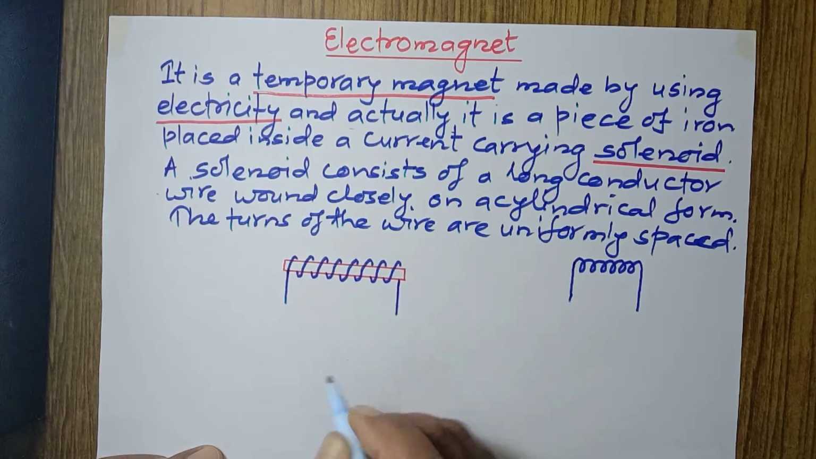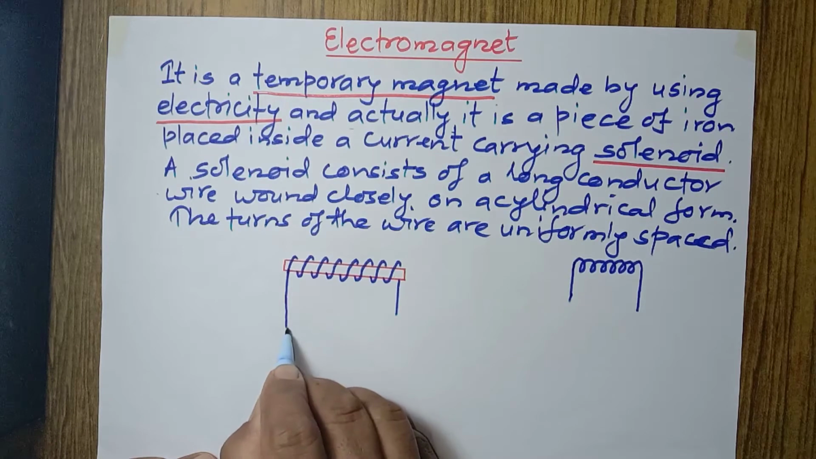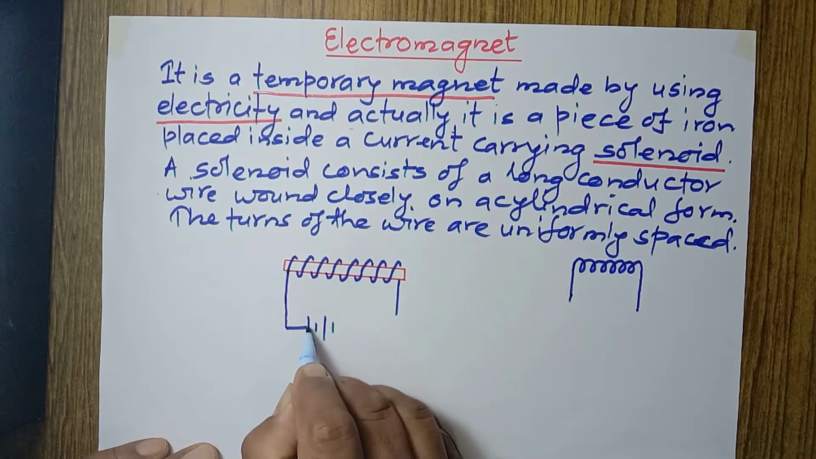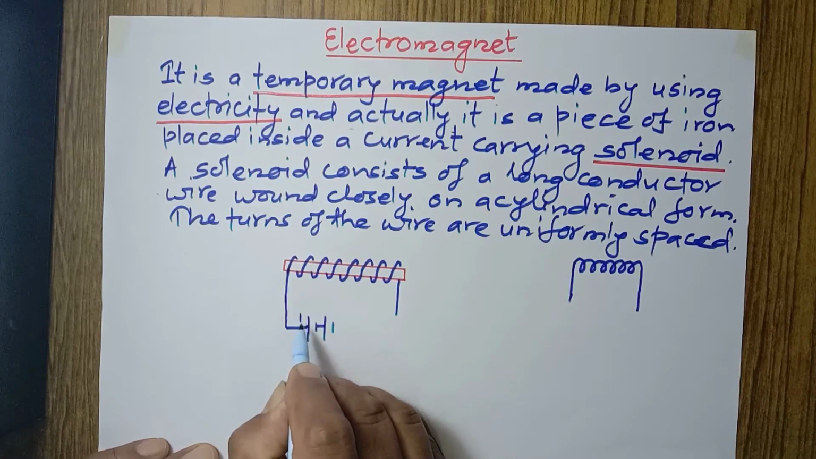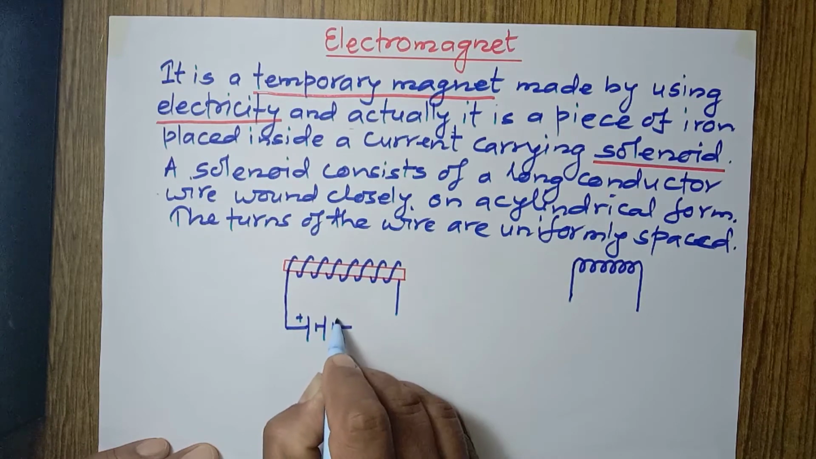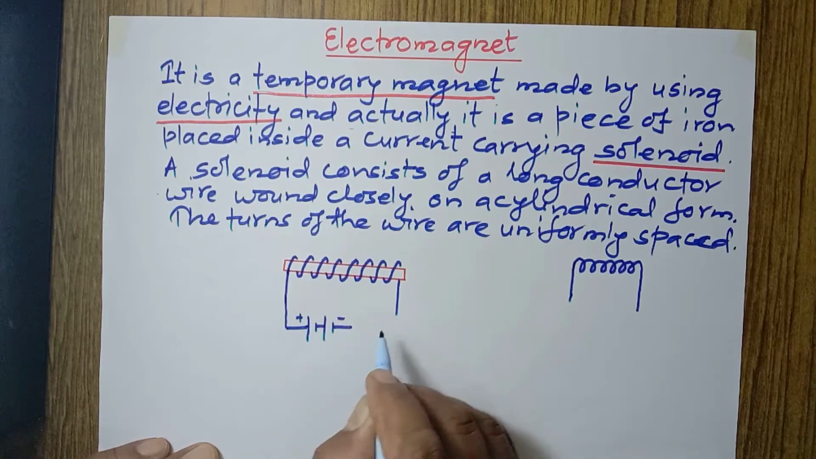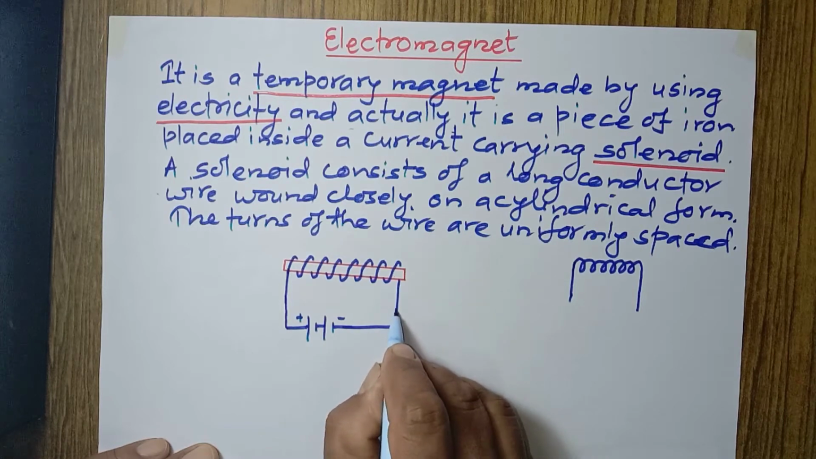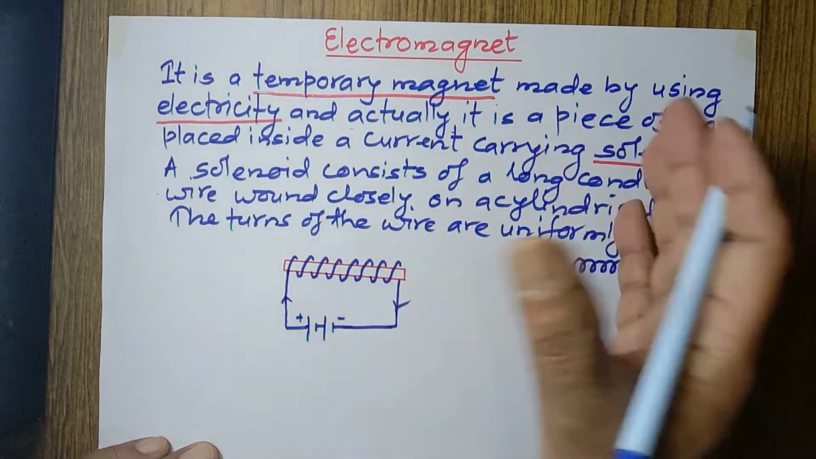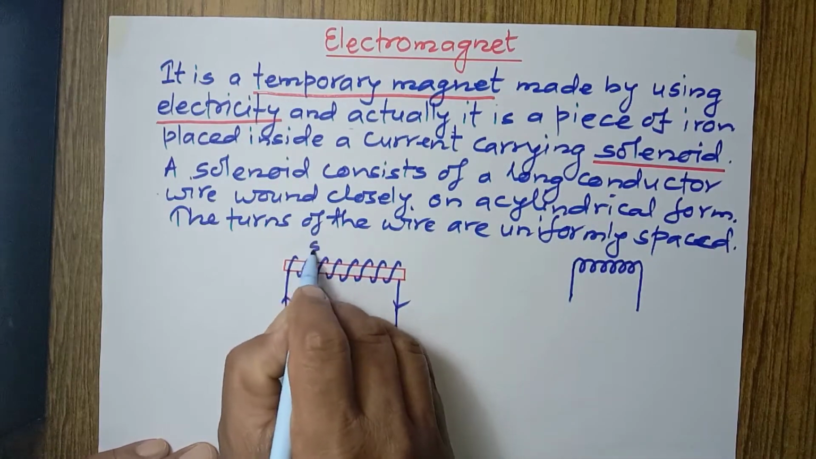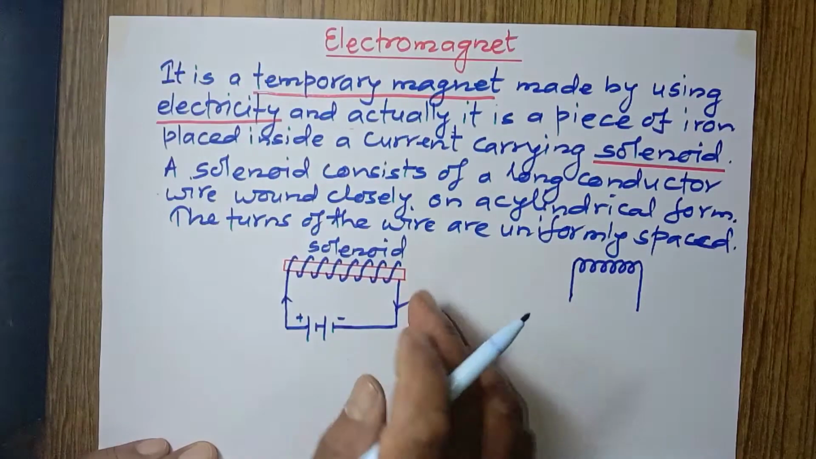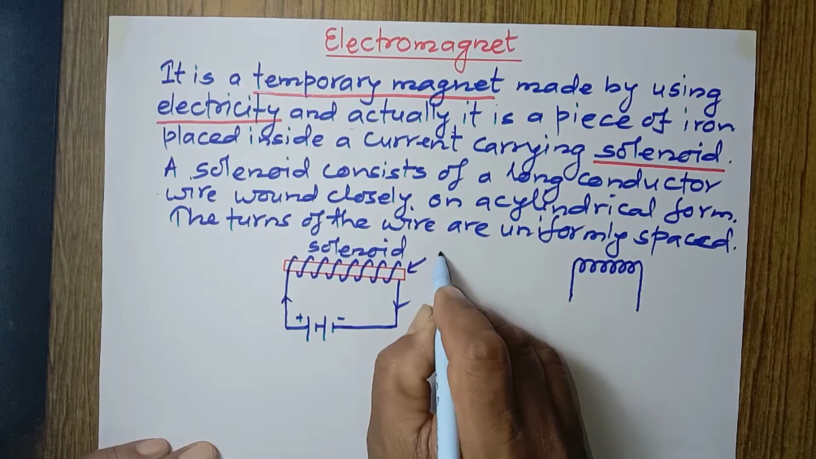Iron is inside the solenoid, and two terminals are connected to the positive terminal and negative terminal of a cell. This is positive terminal, this is negative, this is positive, this is negative. If two cells are used, we can write this positive and negative. And if current is passed this way, then this piece of iron becomes a magnet. This is solenoid. This iron piece, you can say, is an electromagnet.